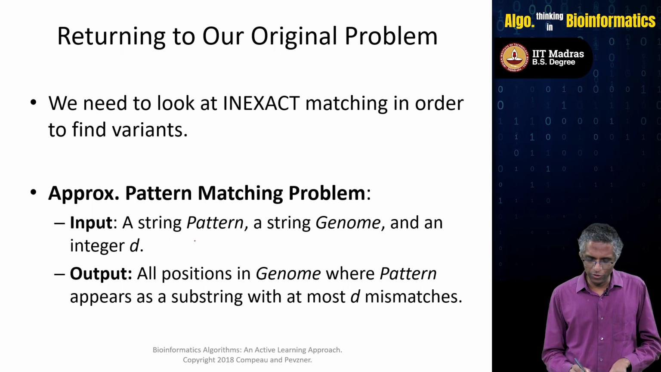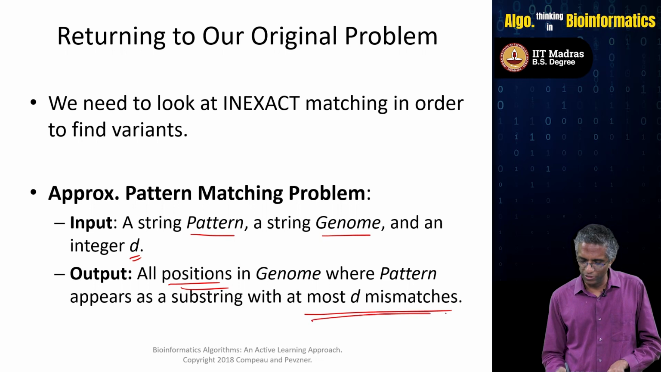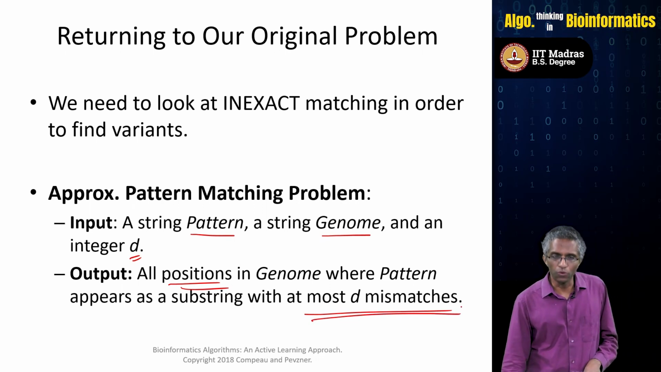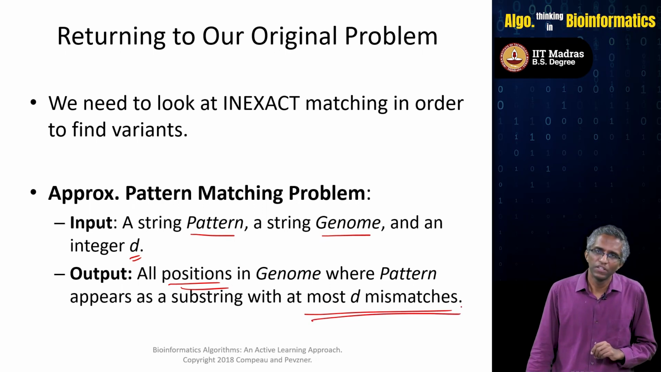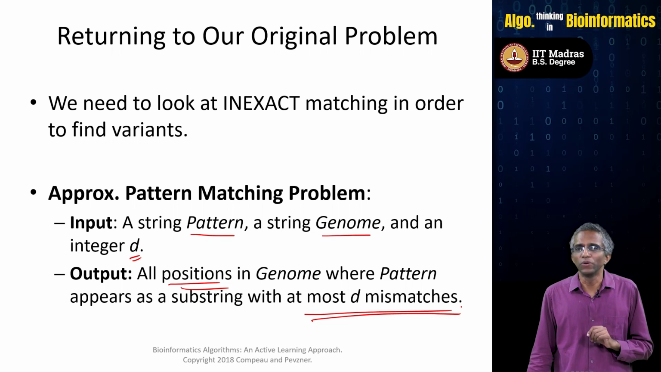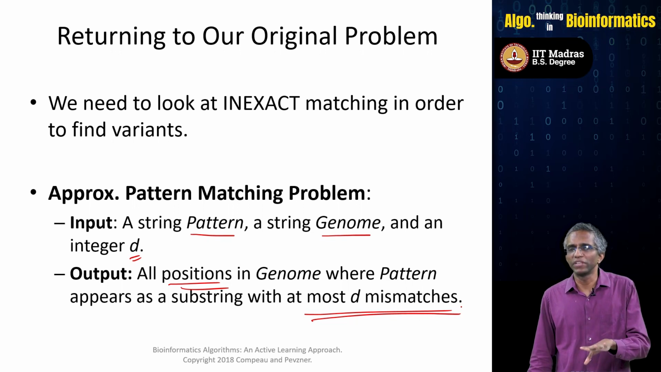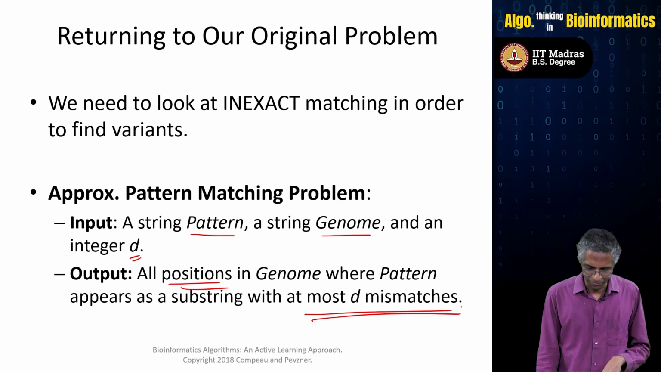Approximate pattern matching problem is you still have a pattern and a genome and an integer d, and you want all the positions in the genome where the pattern appears as a substring with at most d mismatches. Okay, you don't want more than d mismatches. D can be greater than 0. If d is equal to 0, this will be an exact pattern matching problem.